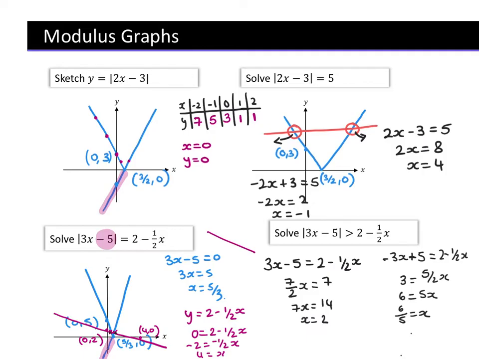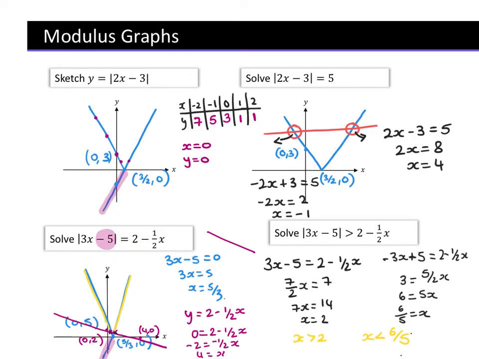Okay, so this was this question here. Now, the second part of the question says, solve 3x minus 5 is greater than 2. Now, do you remember in Pure 2 when we did this with the discriminant? If it's greater than, what we're essentially looking for is where the V is greater than the line. It's greater than the line on this side and on this side. So we're going to end up with two inequalities. We're going to get x is greater than 2 and x is less than 6 over 5.